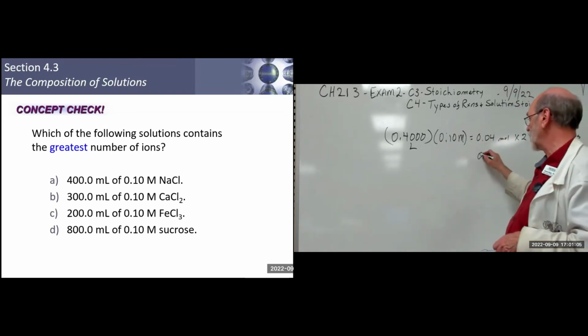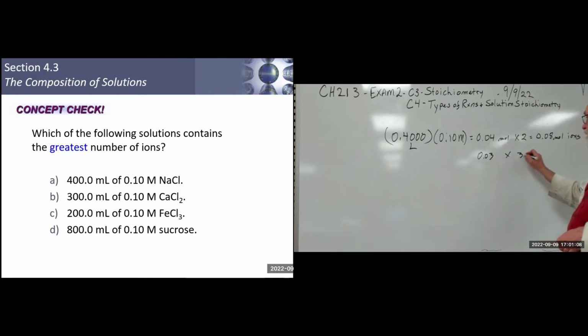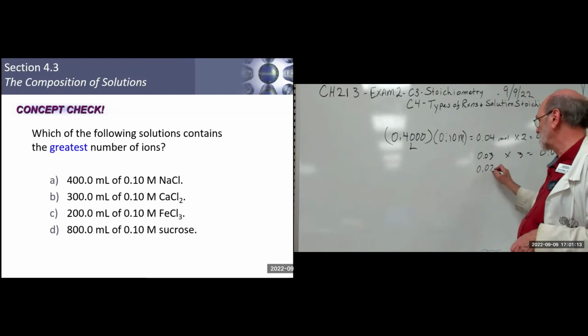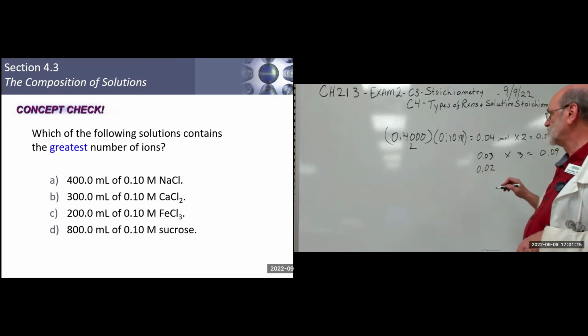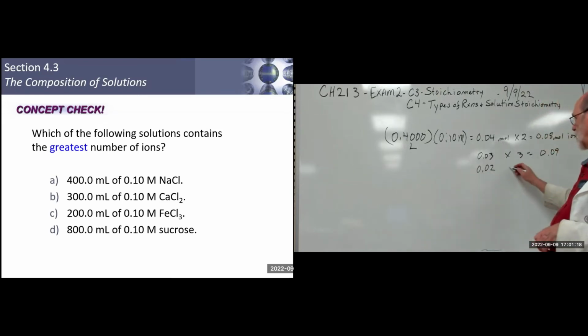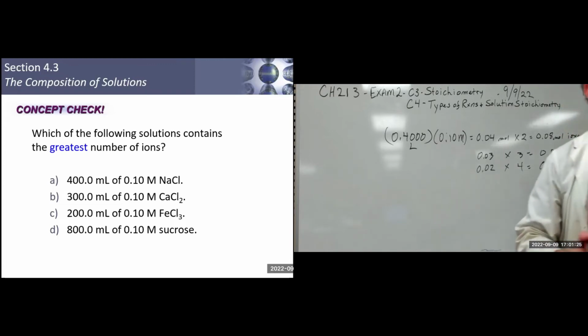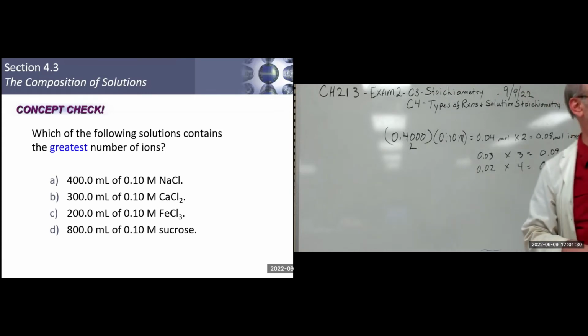The next one would be 0.03 times 3, 0.9. The next one would be 0.02 times 4, and that would be 0.08. And then the last one, would it produce any ions? No, sucrose doesn't do that. Right, so you can say greatest number of ions, this one, the second one, calcium chloride.